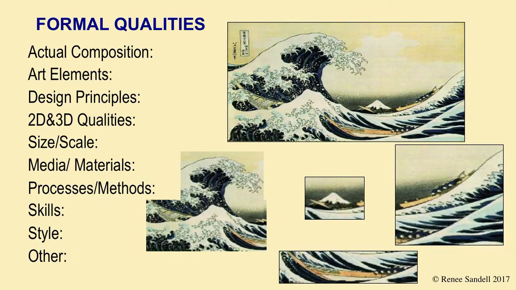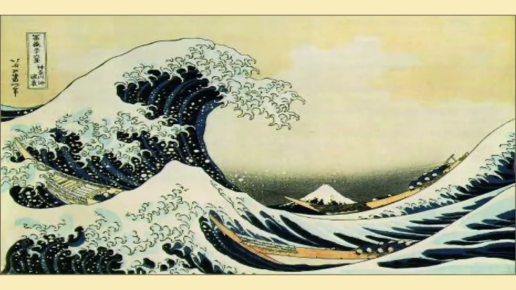And the other thing I could add about the form is to let you know that this is part of a series called 36 Views of Mount Fuji, and that the artist created over 15 volumes of manga known as random sketches. So if we look at the thematic qualities, we want to see the big idea.